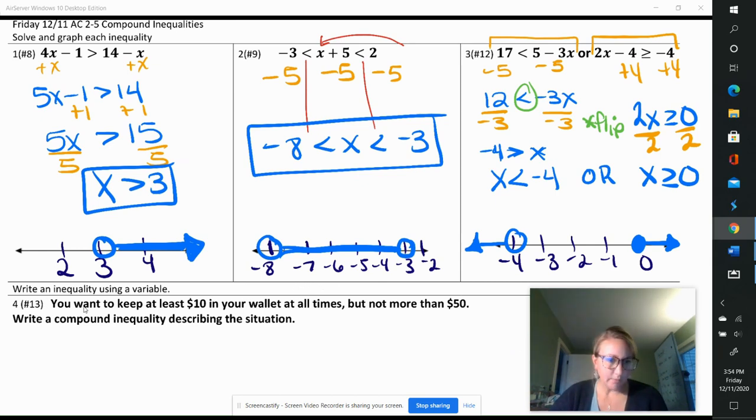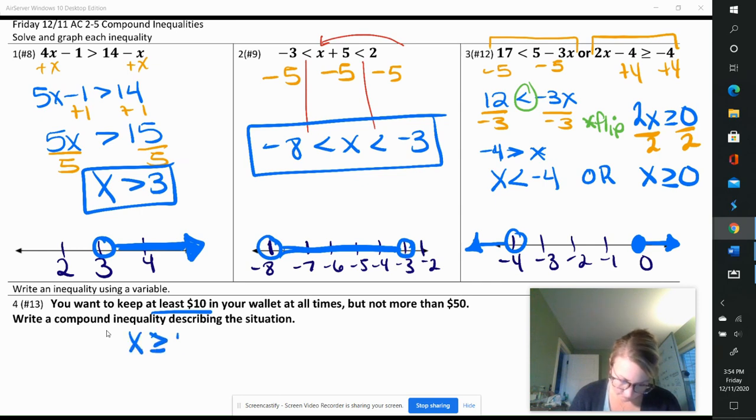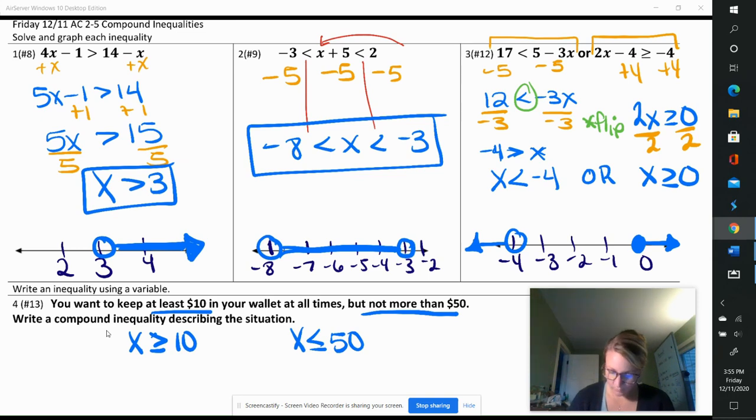And for the word problem, we just want to model this as a compound inequality. So we want to keep at least $10 in our wallet. So we want to keep more than $10 or equal to $10, but not more than 50. So that could be less than or equal to 50. So we want somewhere between. And remember that word between translates to an and compound inequality.